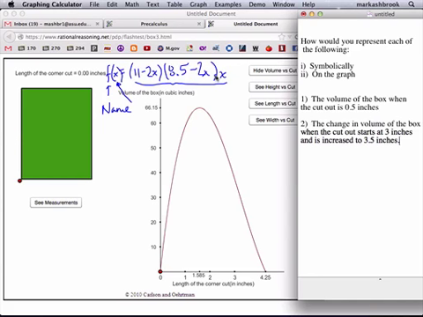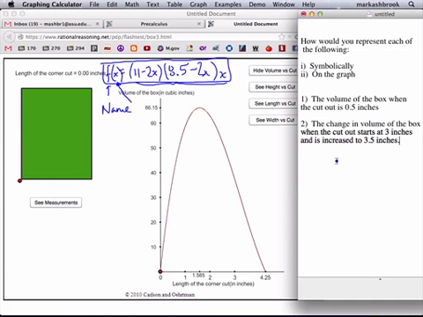So I want you to, as a warm-up here, using this f of x function, which is our volume function given the side length of the square cutout, how would you represent symbolically the volume of the box when the cutout is 0.5 inches? And then how does that get represented on the graph? Okay, and then similarly, how would you represent the change in volume of the box when the cutout starts at 3 inches and is increased to 3.5 inches?